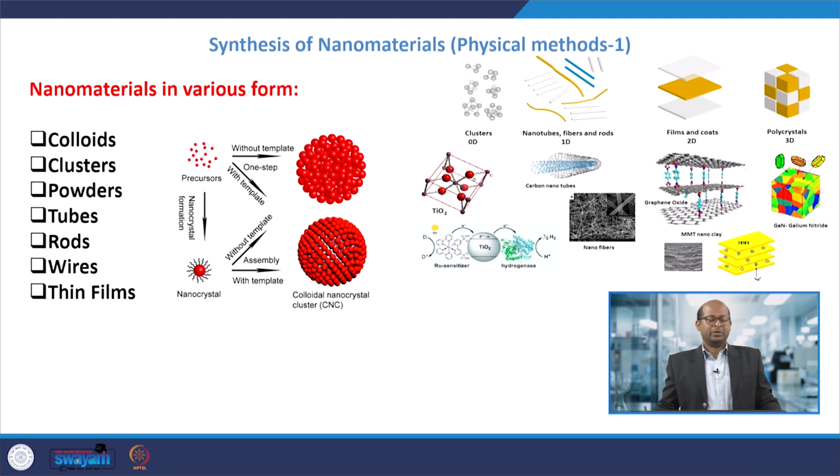We know there are various types of nanostructures and nanomaterials available. We can use a bottom-up or top-down method. Here are various types of structures: clusters, nanotubes, fibers, rods, films, polycrystallines, colloids, powders, tubes, wires, thin films. We can start from the precursors, or we can start with bulk polycrystalline material and make it into smaller nanostructured materials.